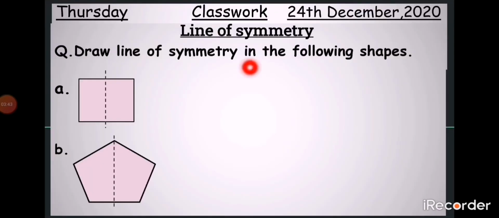Now take out your notebooks. On a new page, write your day and date in the proper way. Thursday in the extreme left top, class work in center, and in the extreme right top you will write 24th December, 2020. Today's date. Then leave a line and write your topic, line of symmetry. Again leave a line and write your question. Question: draw a line of symmetry in the following shapes. So again leave a line, write A part and draw a shape.